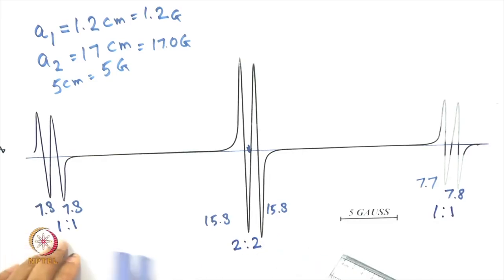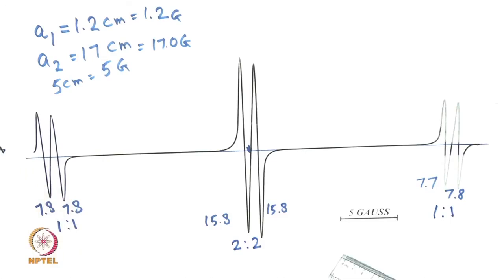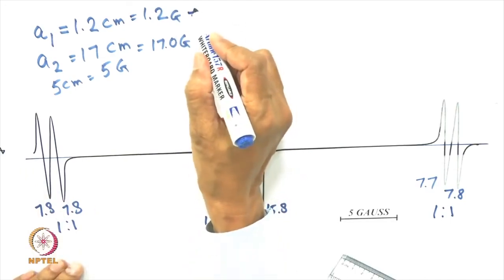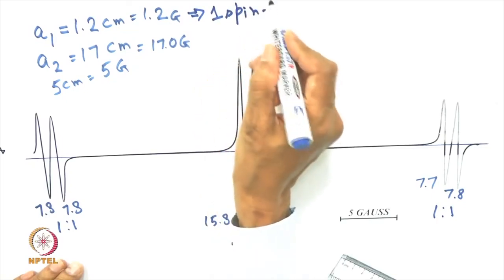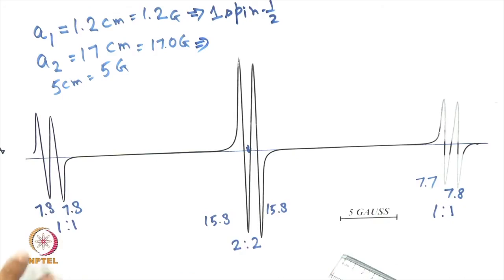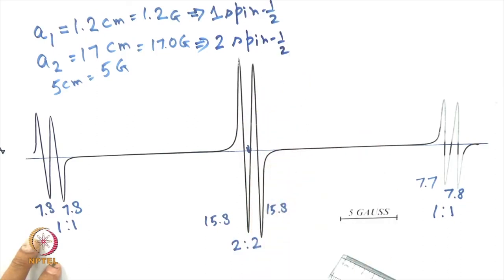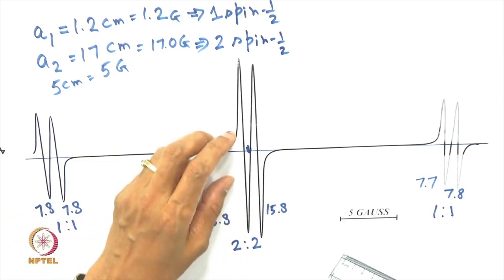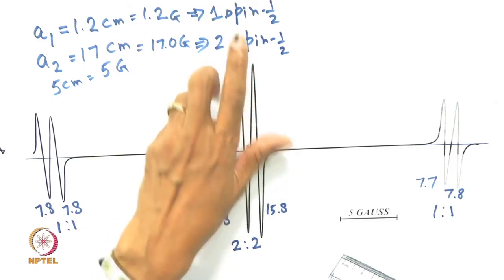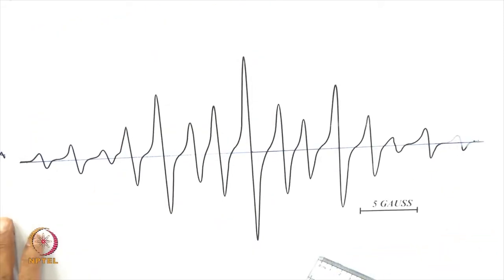So, from this relative intensity, it is very clear that this is a doublet that comes from one spin half nucleus. And this comes from the relative intensity of 1:2:1, a triplet, which comes from 2 spin half nuclei present there. So, the radical has this set of nuclei. Again, without knowing the chemistry of the formation of the radical, it is very difficult to say what precisely the radical is. All we can say is that the radical has 1 spin half nucleus and 2 spin half nuclei, and those two nuclei are equivalent.